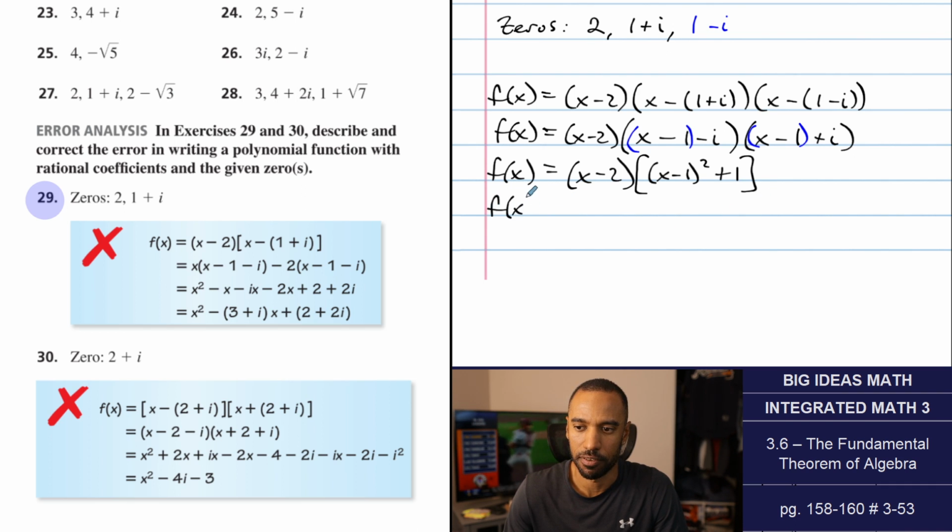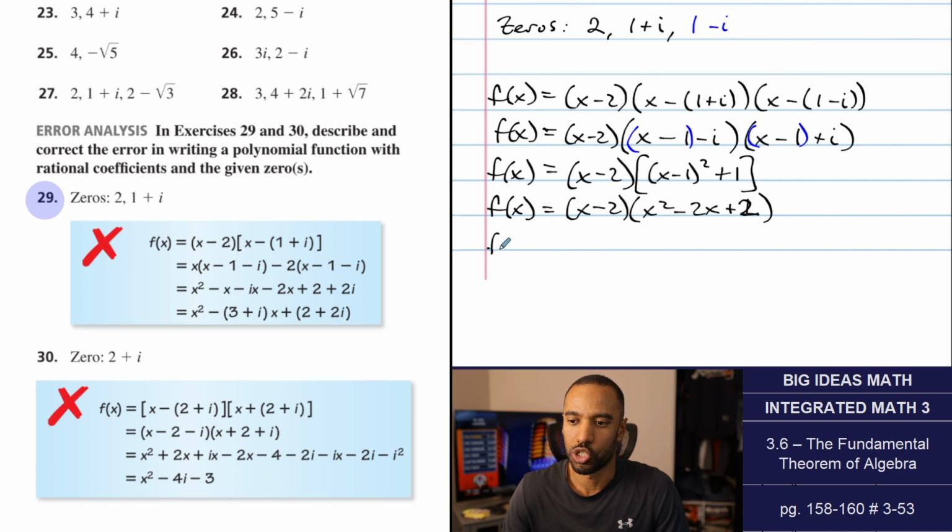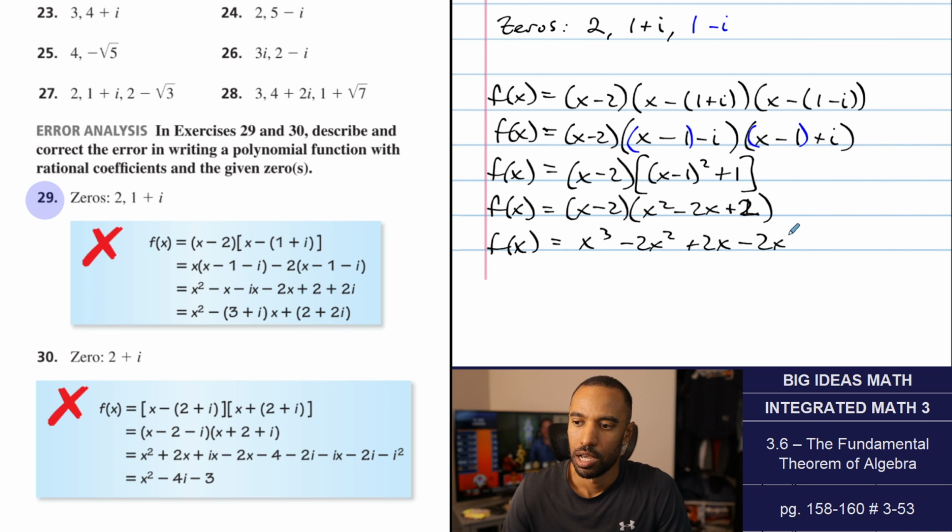That's where we can save ourselves a little bit. X minus 1 quantity squared is x squared minus 2x plus 1. And we got a plus 1. Why don't we just put plus 2? Sound good? Now we can go ahead and distribute all this out. We get x cubed minus 2x squared plus 2x minus 2x squared plus 4x minus 4.